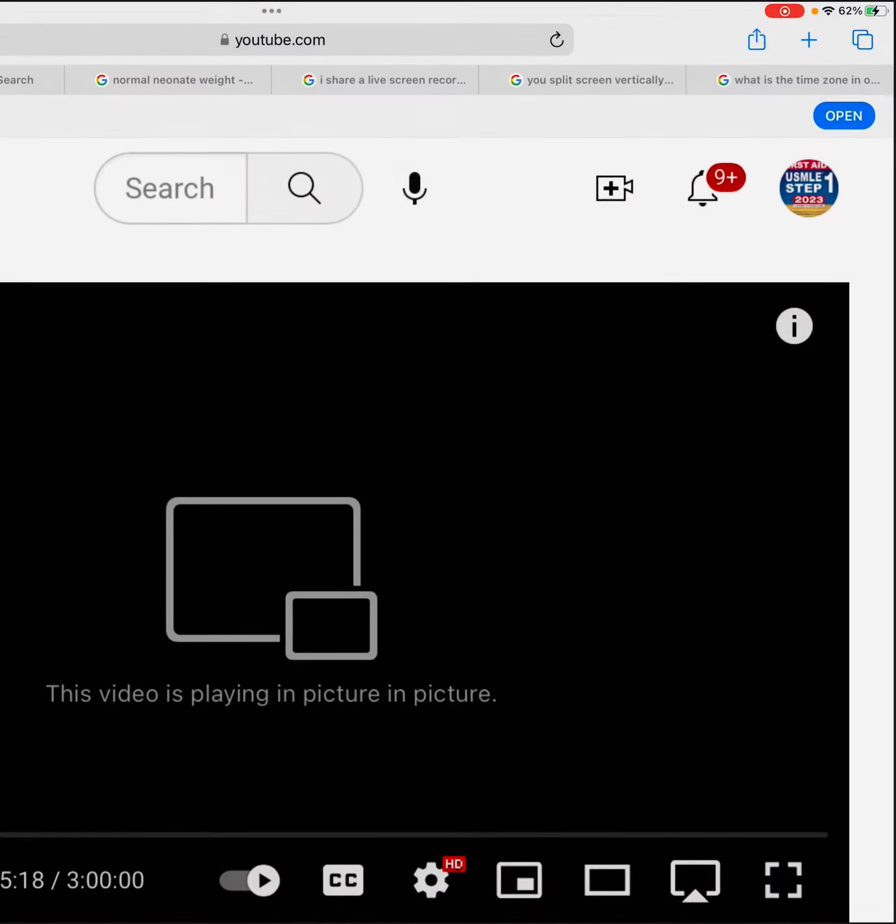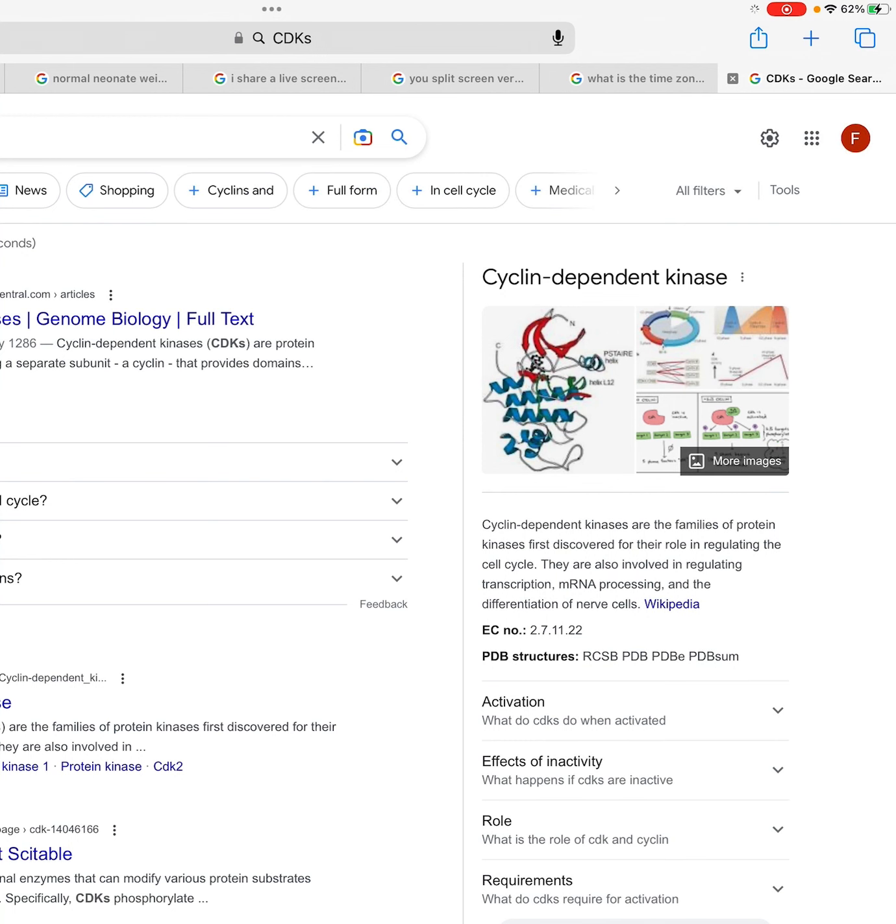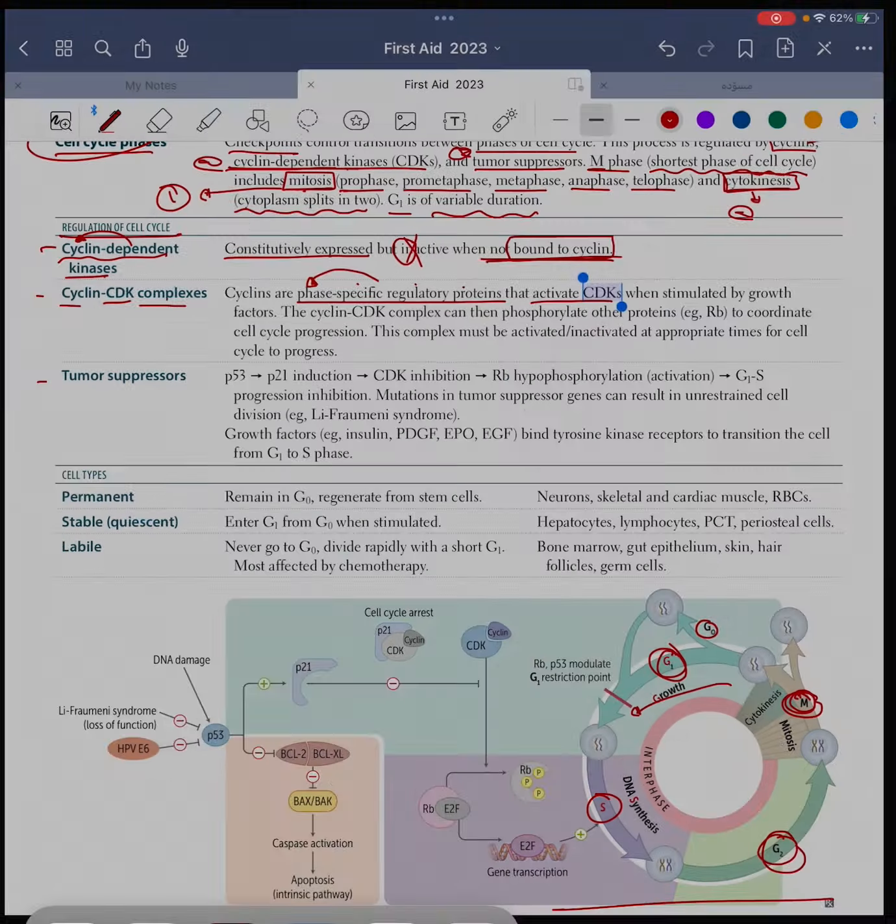Okay, research web, then, okay. Cyclin-dependent kinases. Okay, good. That's just the cyclin-dependent kinases.